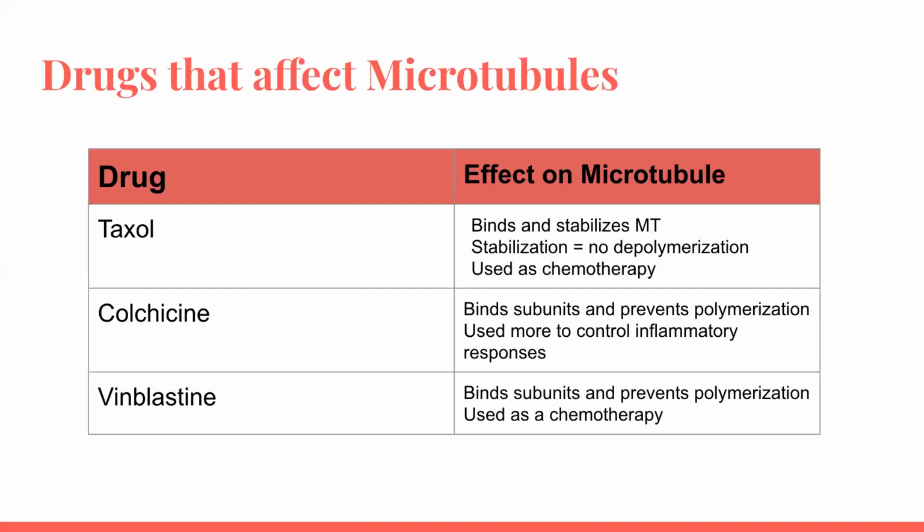So this stabilizes it. Colchicine binds subunits and prevents polymerization. Both colchicine and vinblastine prevent microtubule polymerization, which leads ultimately to microtubule disassembly. And colchicine is used to control inflammatory responses.